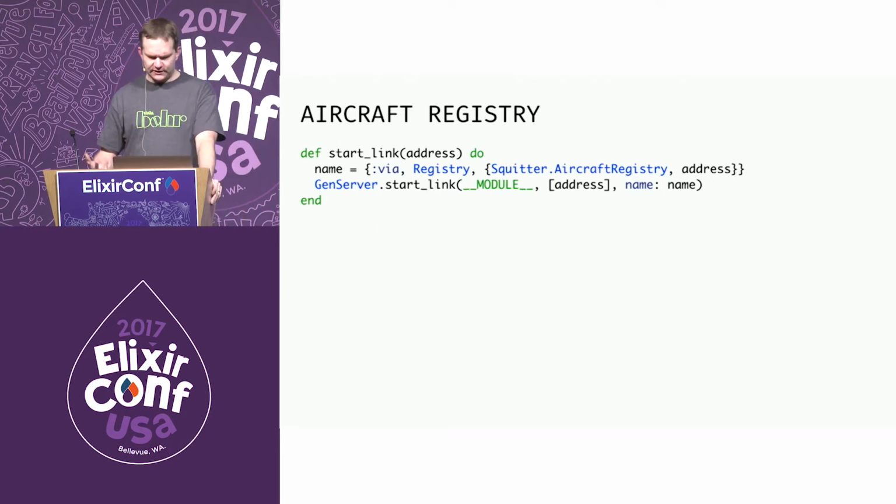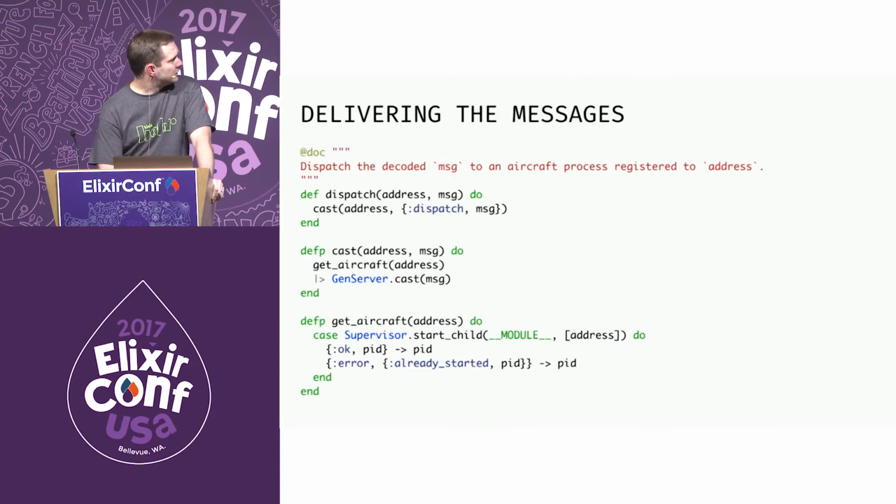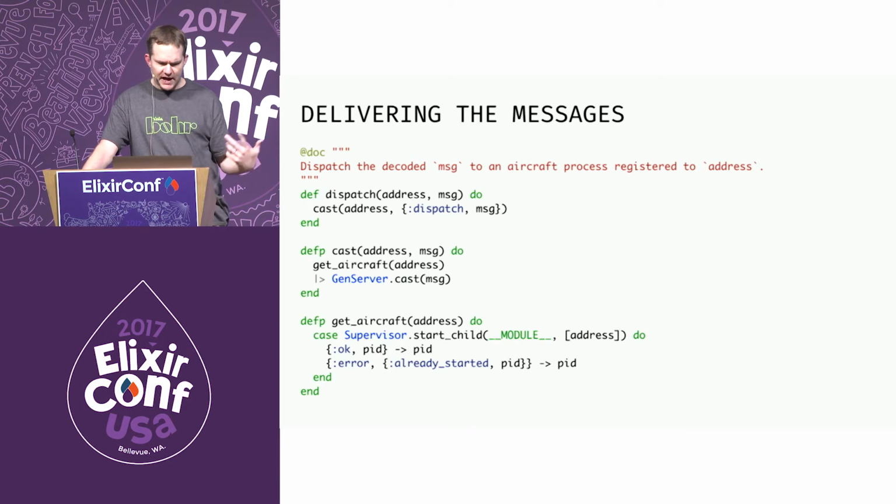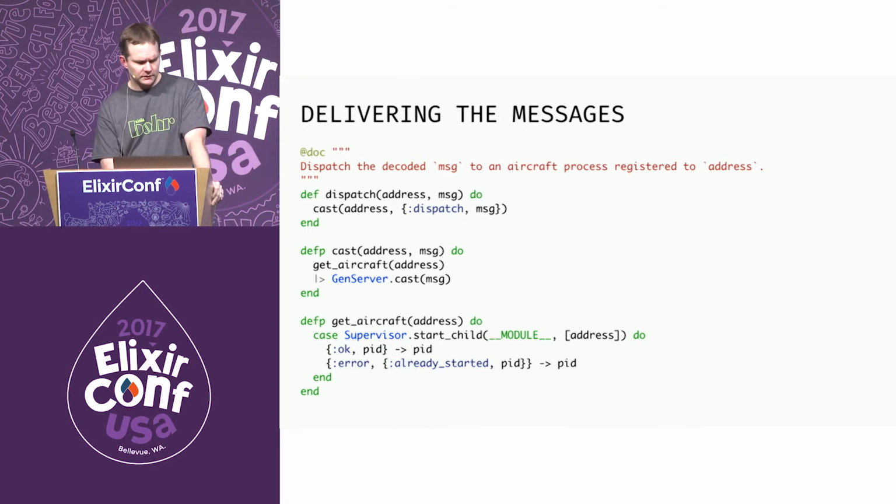So when these messages get delivered to an aircraft process, this is what it looks like. I have this public dispatch function that takes an address and the message, and I call into a private cast function. At that point, the cast function calls getAircraft. GetAircraft, at the bottom here, basically just tries to start the child up for that aircraft.